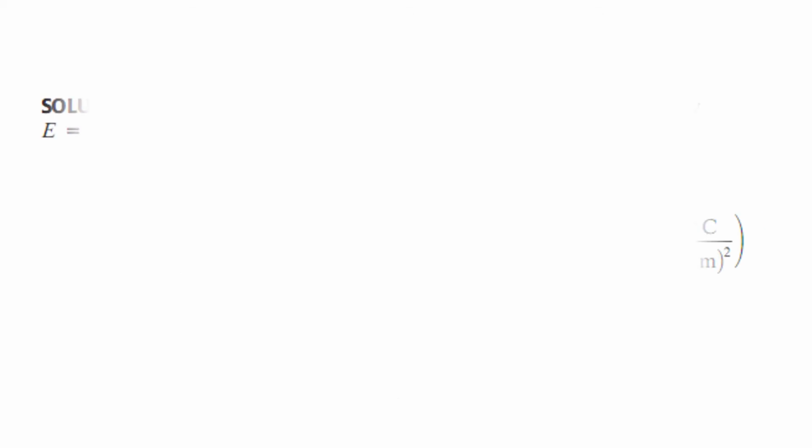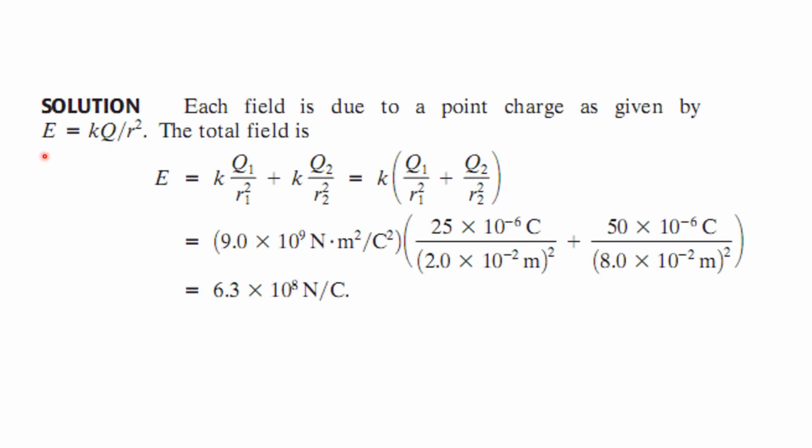And then by calculation, we have that the electric field is equal to K times the magnitude of the charge divided by the square of the distance between the charge and the point where the field is calculated. So the total electric field is equal to KQ1 over R1 squared plus KQ2 over R2 squared. Then K is common, because K times Q1 over R1 squared plus Q2 over R2 squared. R1 equals 2 centimeters, R2 equals 8 centimeters.